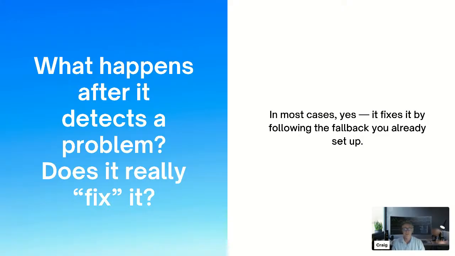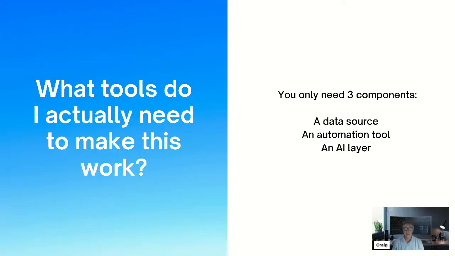If you haven't mapped out from your own operation what happens if this landing page goes down, which you should have mapped and worked out, then it can't act. So that's how AI will follow the guardrails and do it for you. So what tools do I actually need to make this work?